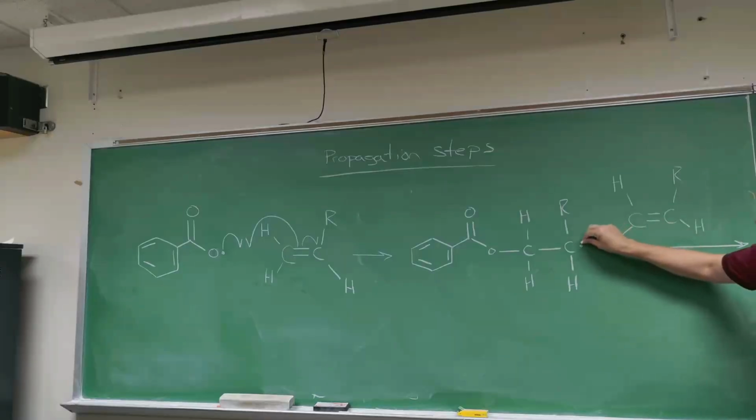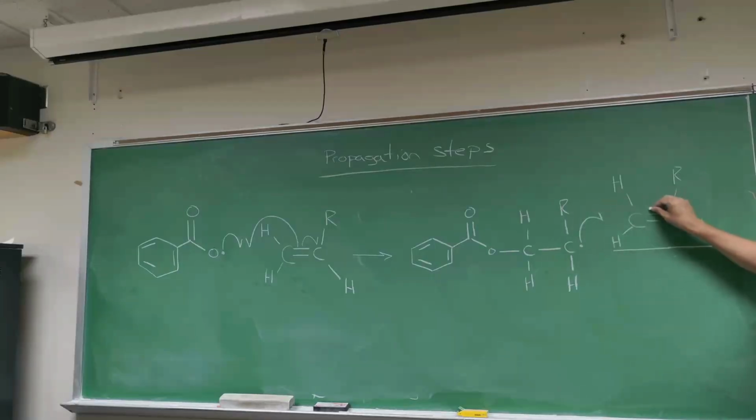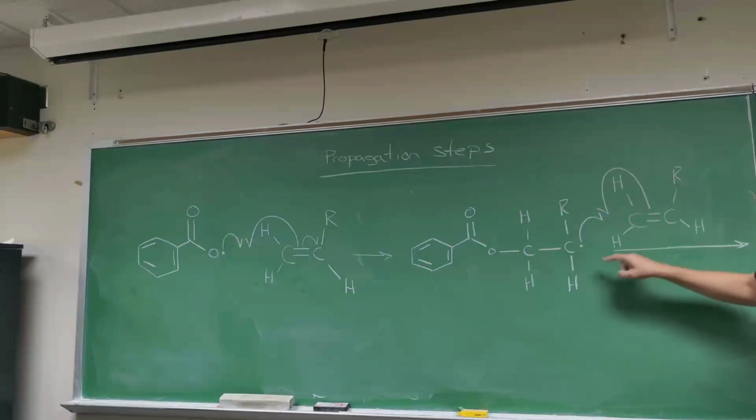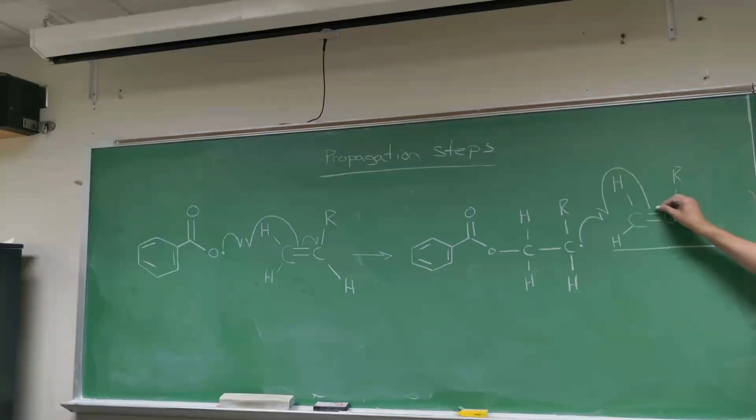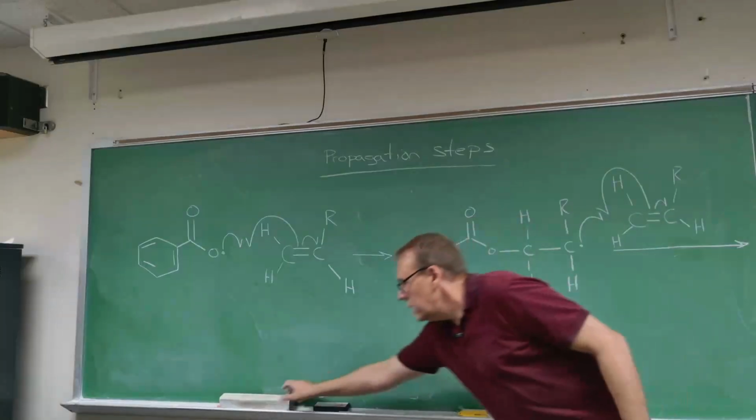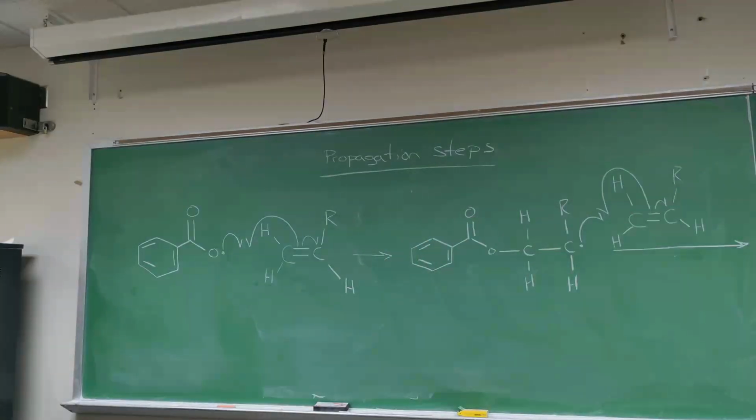So the C dot here is going to pair up with one of the electrons in the pi bond. We're going to make a new carbon-carbon single bond here, and then that dot goes there. And with each propagation reaction, the chain gets one monomer unit longer. So now we've got a polymer that's grown one monomer unit longer, and it looks like this.